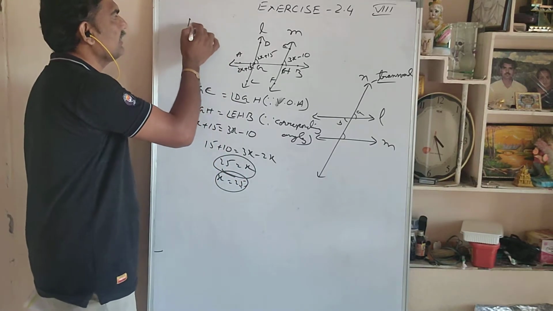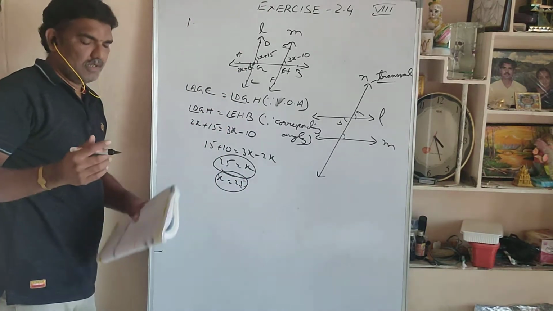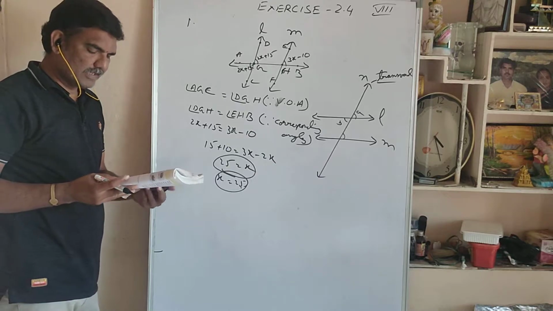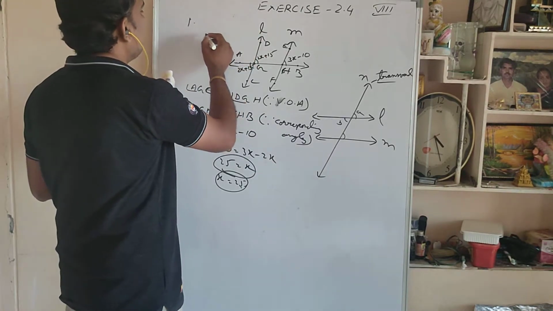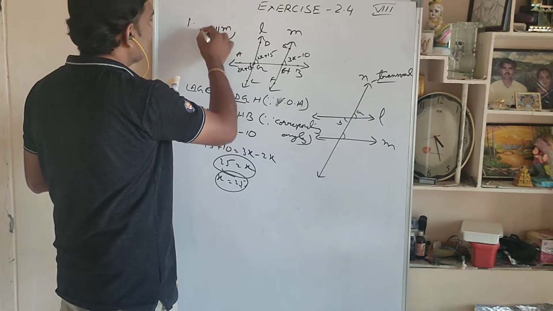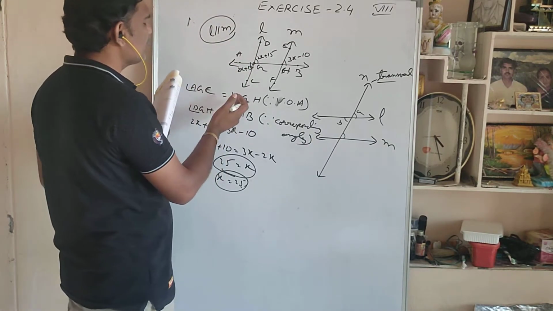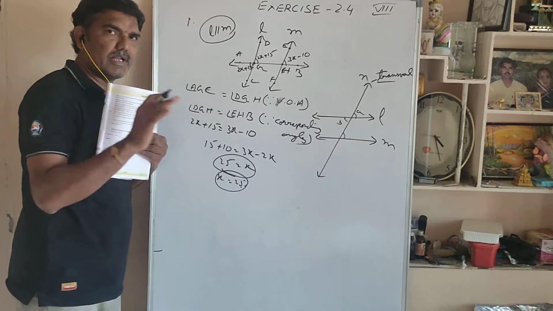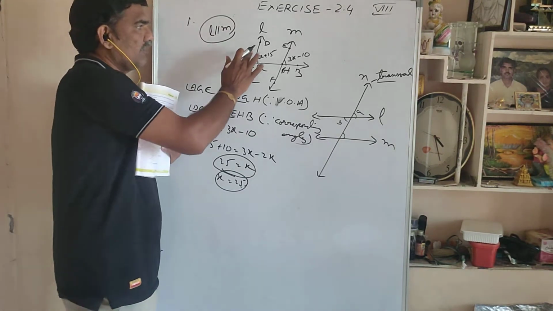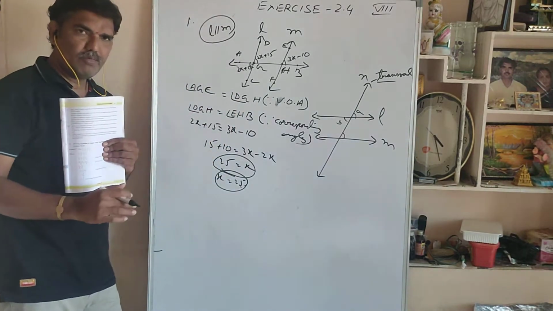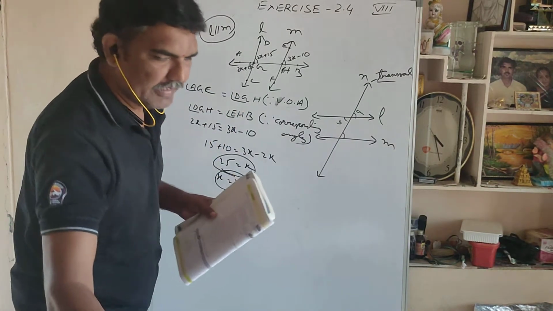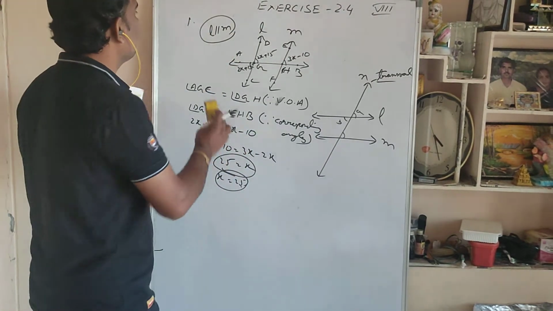What he is asking in the first problem of 2.4: find the value of x so that L is parallel to M. If they have given L is parallel to M, then only vertically opposite angles, alternate angles, and corresponding angles will be equal. If they did not give L is parallel to M, we can't find the value of x. Okay. Next, now we'll go for the second problem.